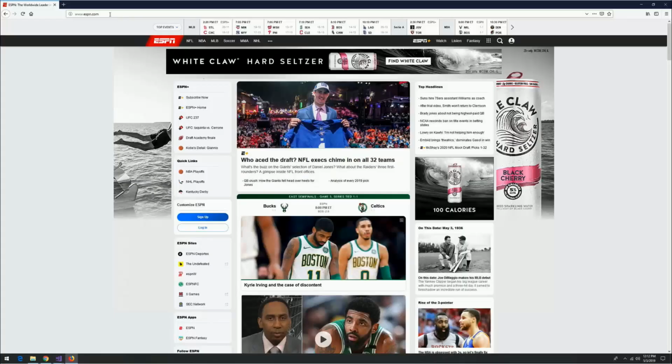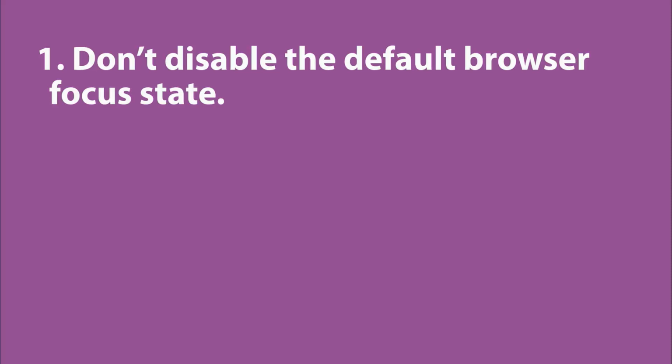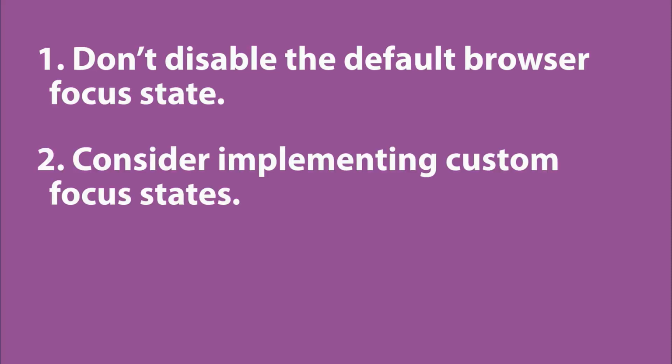Focus states is another one that's really awful. Don't disable the default focus state. Go to ESPN.com and tab through it, and you'll see what I'm showing you in this video. But basically, if I can't see where my focus is, I can't navigate through the page easily. I have to rely on that little link at the bottom, like you saw in that first video. So don't disable the default browser state, but take it a step further.